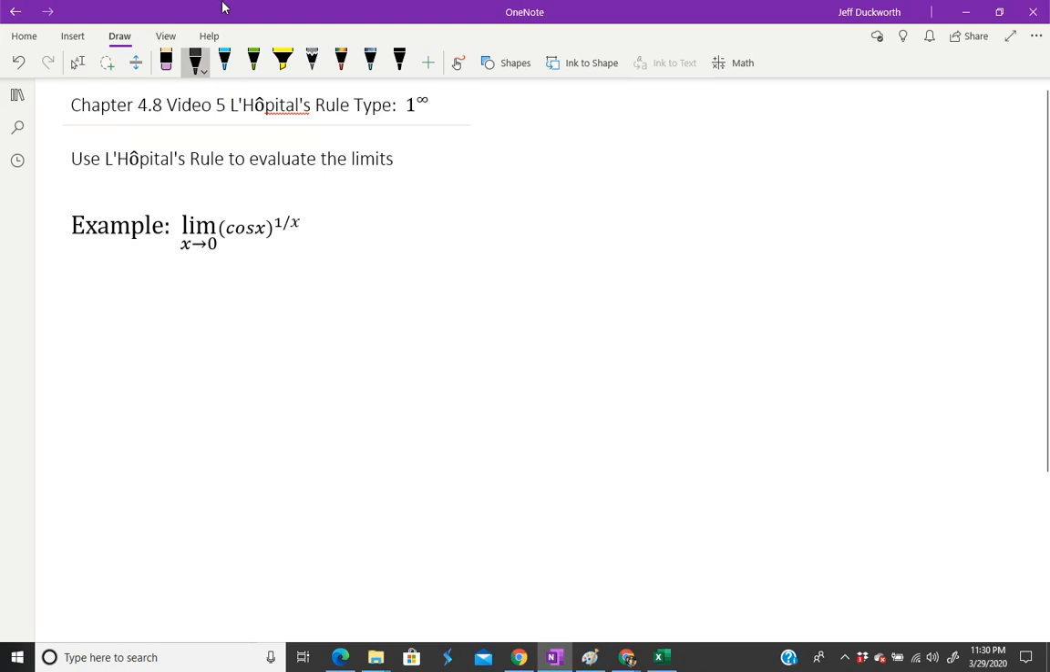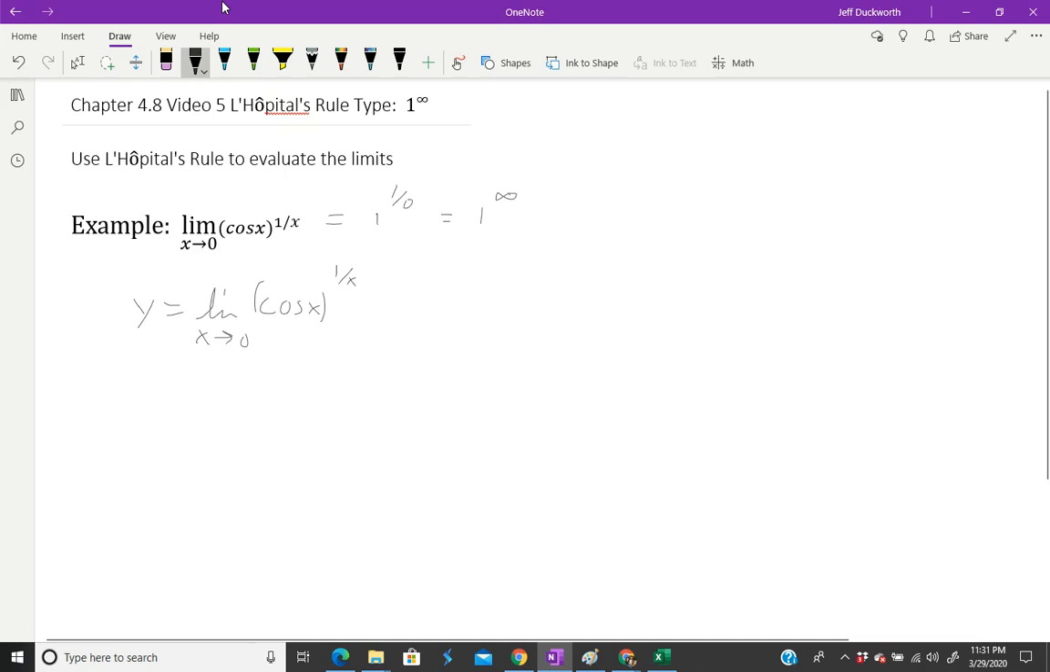So I'm going to rewrite this. But first of all, to show you that it's 1 to the infinity, cosine of 0 is 1. 1 over x is 1 over 0, which is 1 to the infinity. So we're of that type. This is a typical strategy when you have an exponent that you've got to get out of there.